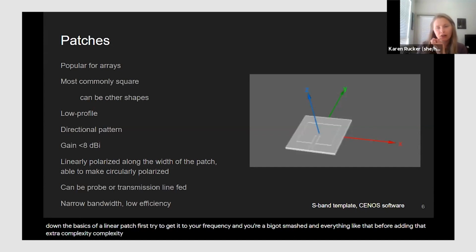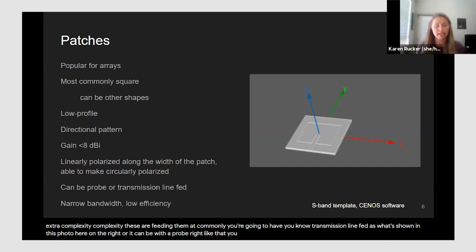I mentioned there are different ways of feeding them. Commonly, you're going to have transmission line fed, as shown in this photo here on the right, or it can be with a probe, right? Like that you would connect an SMA connector to it. There are other more advanced ways of feeding a patch, like aperture coupling, but I won't be going into those.